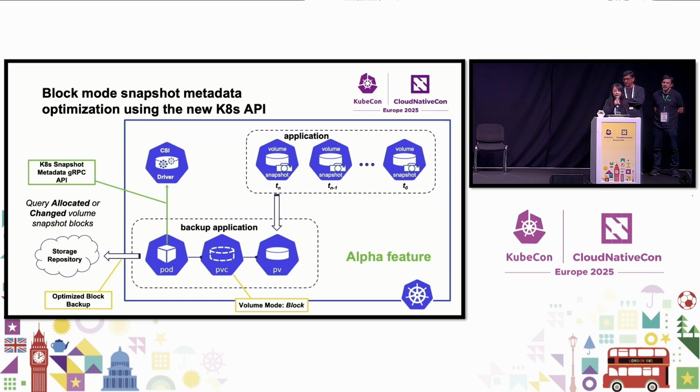With this feature, we are going to have the Kubernetes snapshot metadata API. It provides a vendor-agnostic way to retrieve the snapshot metadata. So now the backup software can call this common API to query allocated or changed blocks. This is an optional CSI feature, so a CSI driver can implement this. It is an alpha feature, as mentioned earlier.